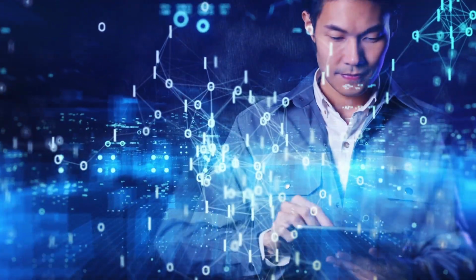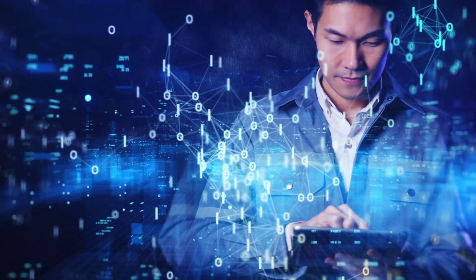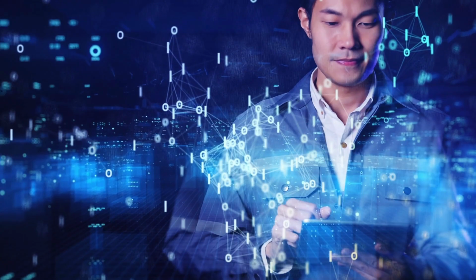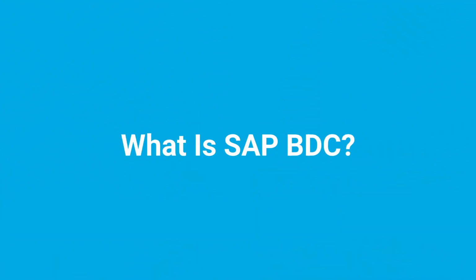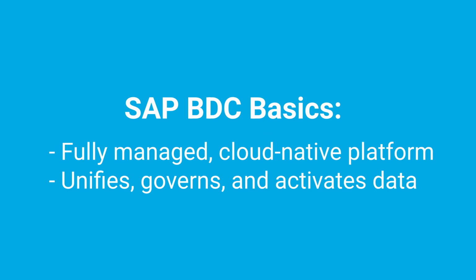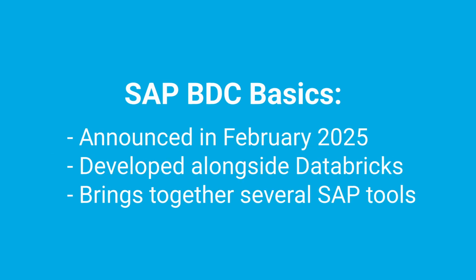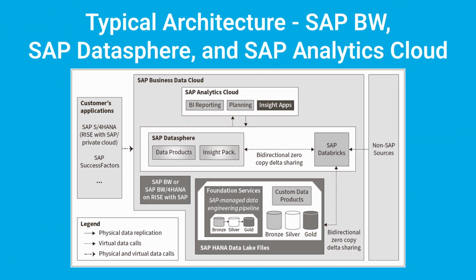That's the problem SAP Business Data Cloud, or SAP BDC, was built to solve. SAP BDC is a fully managed cloud-native platform that unifies, governs, and activates data across the entire SAP ecosystem. It was announced in February 2025, developed in close partnership with Databricks, and it brings together several tools you may already know: SAP Datasphere, SAP Analytics Cloud, and a new embedded Databricks environment into a single integrated platform.